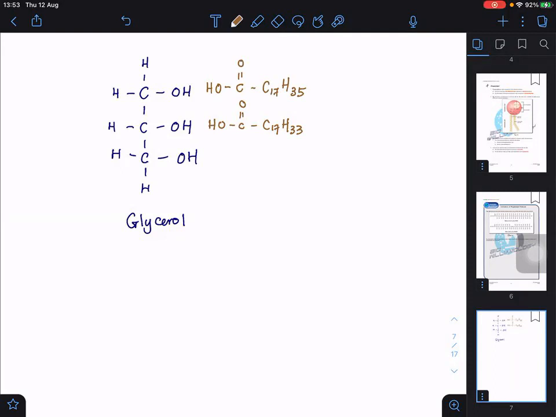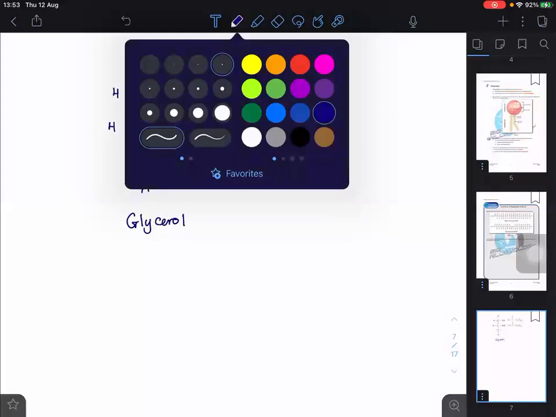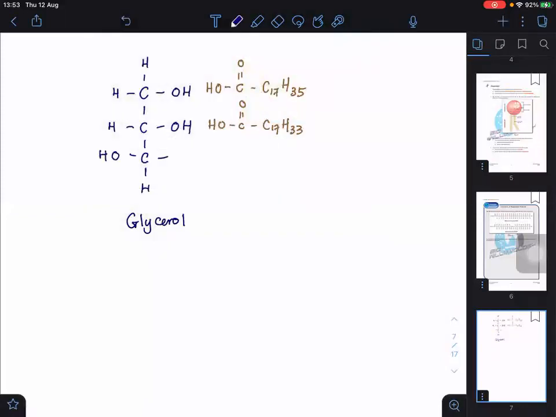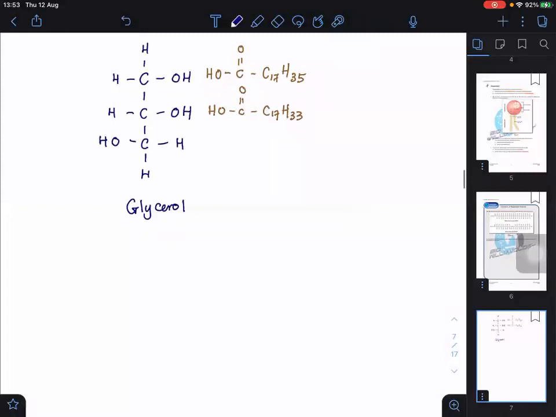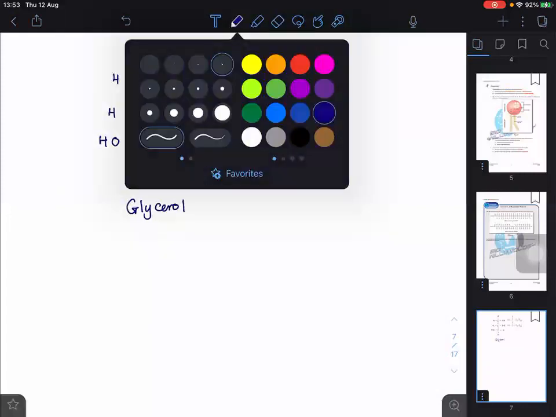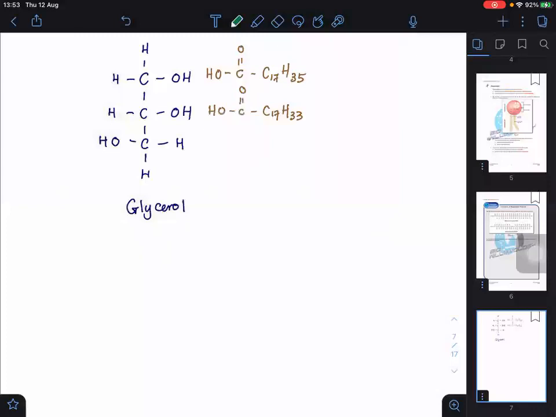Now the third one, I changed it. I put the OH here, which is easier for me to draw. So I put OH and H. The third group here is going to react with the phosphate. To make it easier to explain, I use phosphoric acid. Phosphoric acid has P, double bond O, OH, OH, OH. So we have three components. This is a phosphate group, and these two are fatty acids.